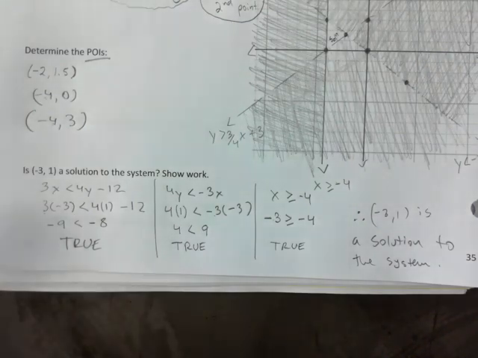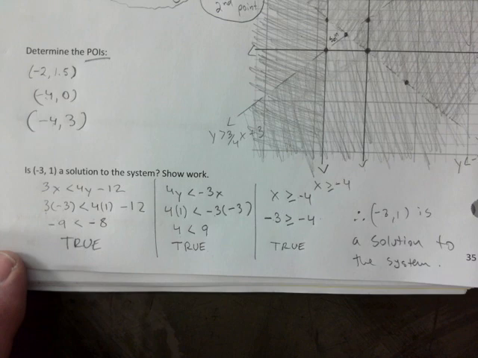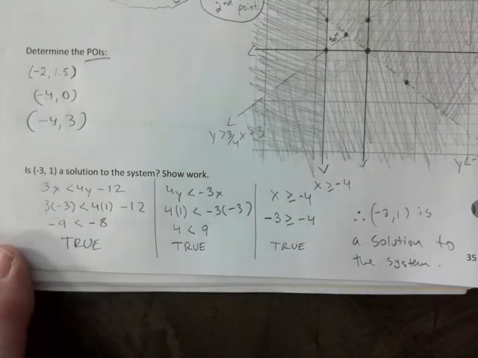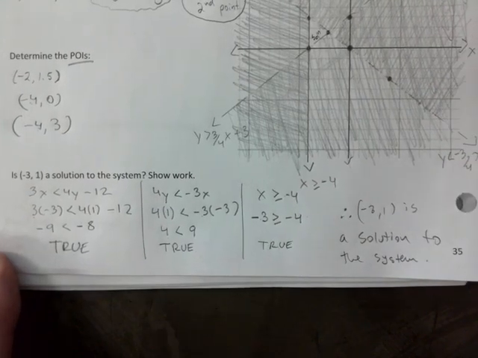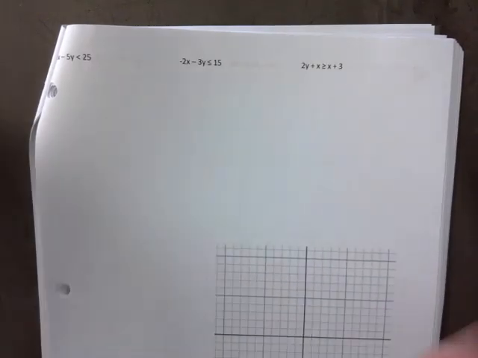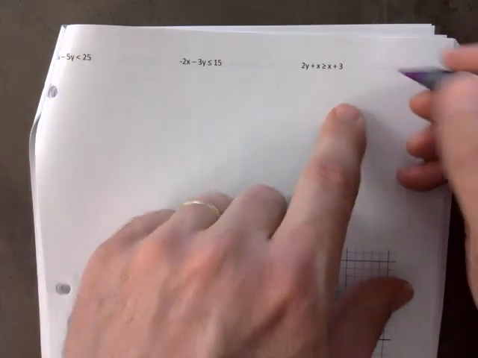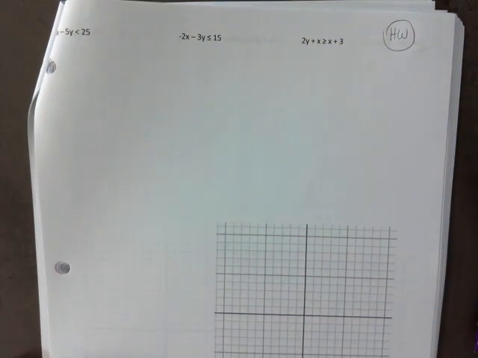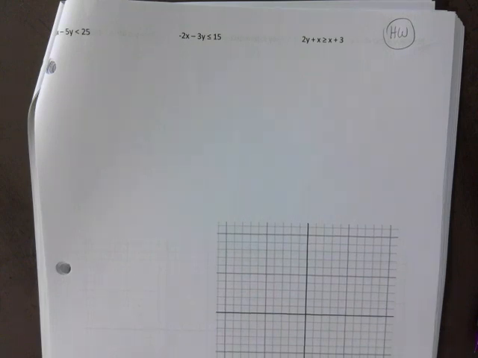Okay, how about this? Let's go to 36. I'm just going to give you one to try. And I'll give you a little bit of class time tomorrow to try another one in class. So go to 36. I just want you to do page 36. This is your homework. If you want to venture out and do more, go for it. Go for it.